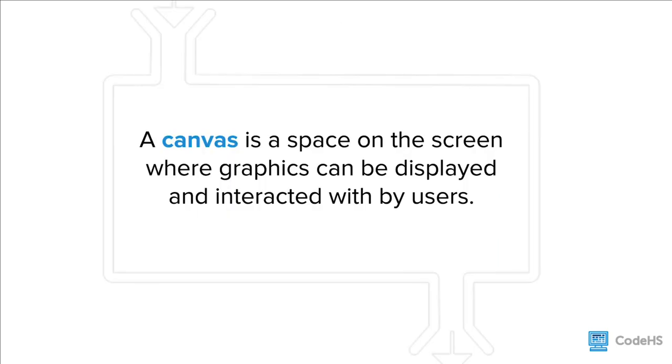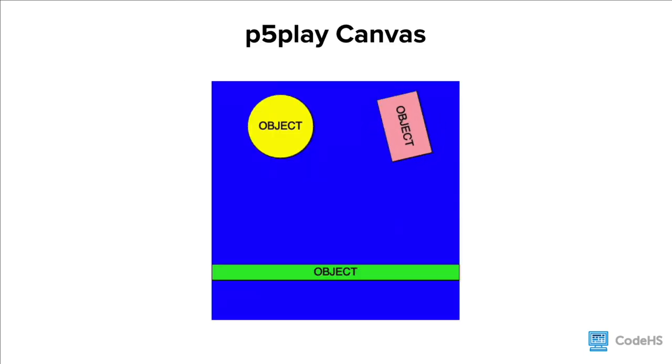A canvas is a space on the screen where graphics can be displayed and interacted with by users. The blue area here is a P5 Play canvas. Different objects are drawn on this canvas. There's a yellow circle or ball, a rotating pink rectangle, and a long green rectangle that stretches across the whole width of the canvas. You'll learn more about creating these objects later, but first, a canvas has to be created in order to see and interact with them on the screen.